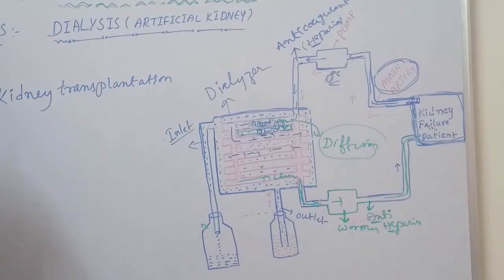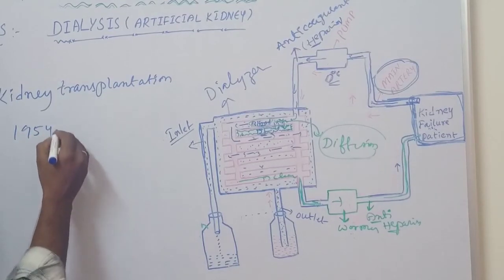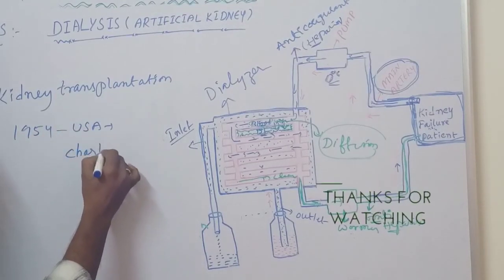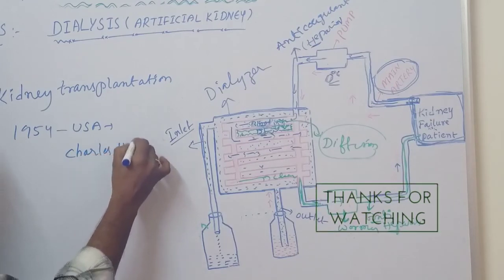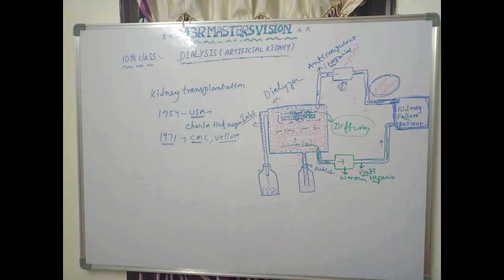In which year did kidney transplantation start? That is very important: the year 1954. Kidney transplantation started in the USA by the doctor Charles Hufnagel. In India, kidney transplantation started in the year 1971 at Christian Medical College.